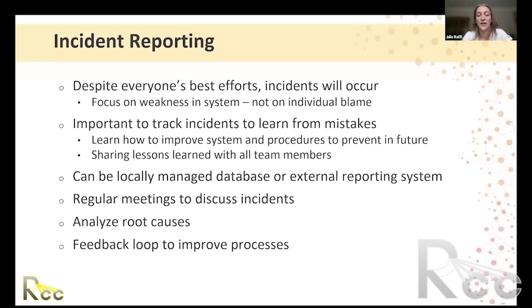So incident reporting can be locally managed. You might have your own database that you track incidents with, or you may have an external reporting system. And then it's important to have meetings to discuss incidents so you can have feedback to improve processes.